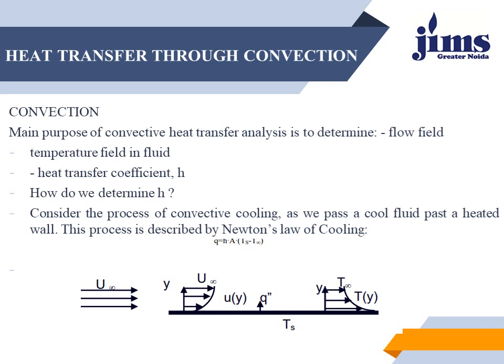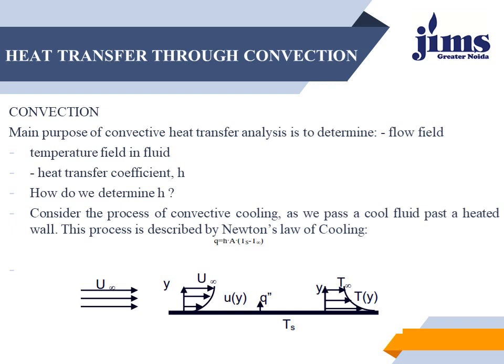The third very important point for convection: the effectiveness of heat transfer by convection depends largely upon the mixing motion of the fluid. So the main purpose of convection heat transfer is to determine, first, the temperature field in a fluid medium, and the second one is the heat transfer coefficient h. The heat transfer coefficient h depends on several factors, and the third one is how we determine the heat transfer coefficient.